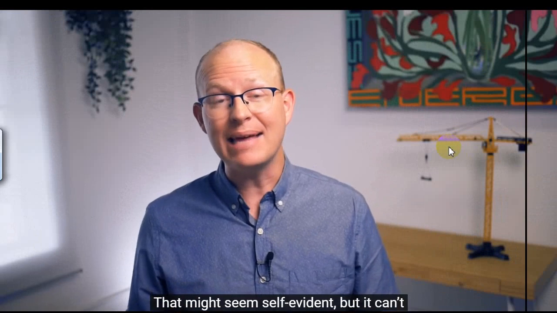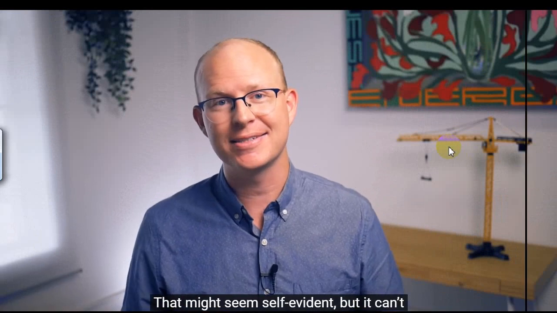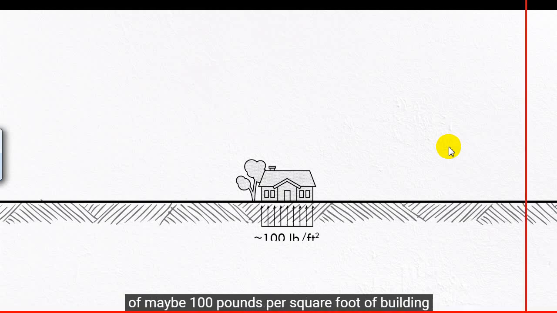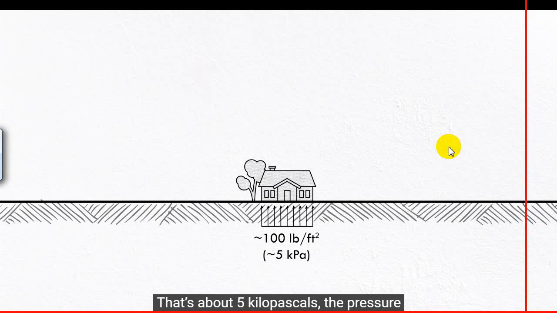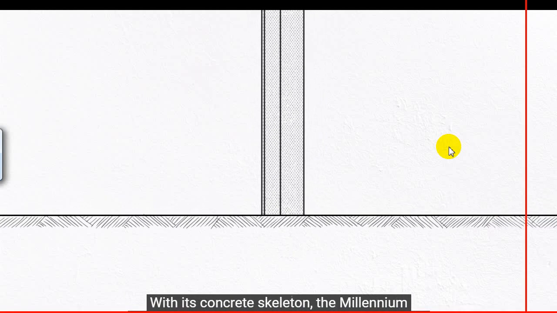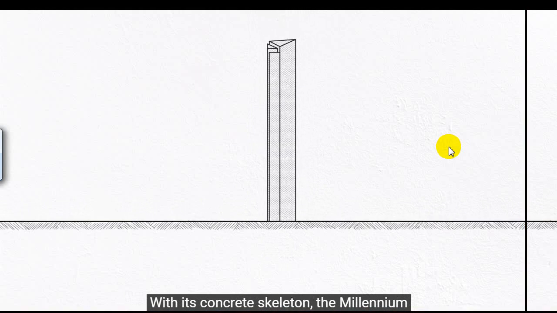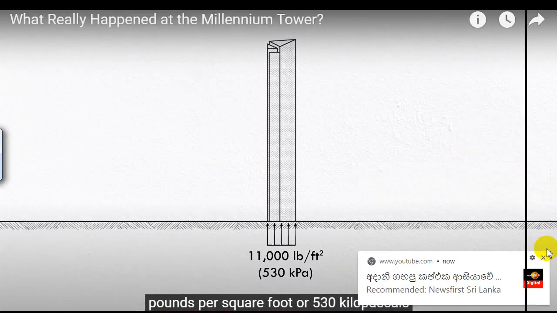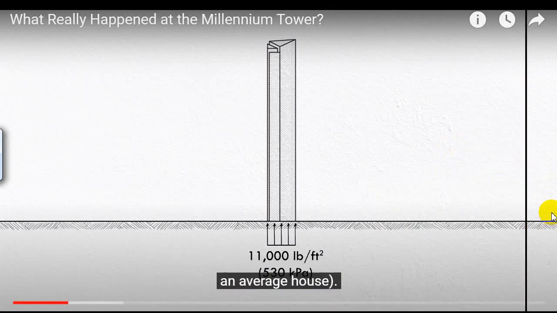Skyscrapers are heavy. That might seem self-evident, but it can't be overstated in a story like this. An average single-story residential home is designed to apply a pressure to the subsurface of maybe 100 pounds per square foot of building footprint. That's about 5 kilopascals, the pressure at the bottom of a knee-deep pool of water. With its concrete skeleton, the Millennium Tower was designed to impose a load of 11,000 pounds per square foot, or 530 kilopascals to its foundation, about 100 times more than an average house.